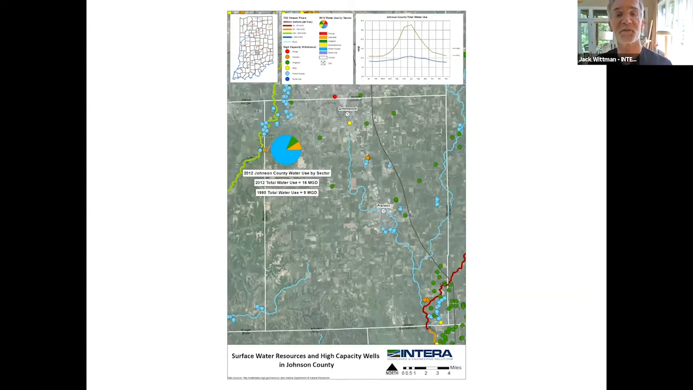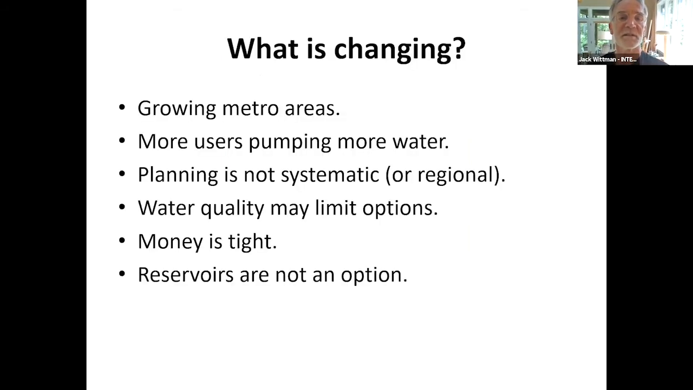This is a different location, a different story with a lot of water use from different users. So the green dots are the irrigation. This is Shelby County, I think, or Johnson County.